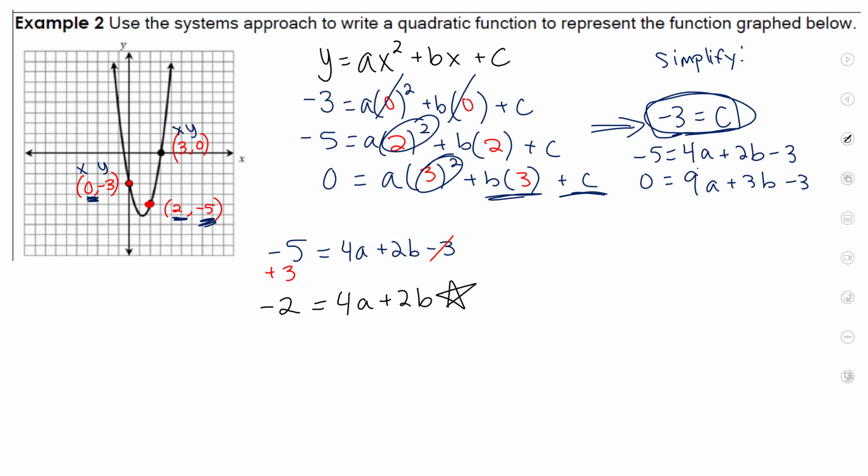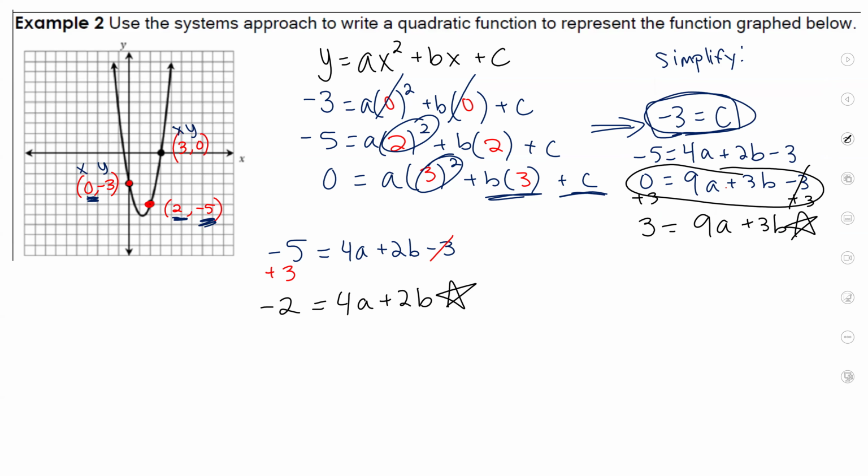Let's do the same thing for this one. What would you do? You would just add 3, that cancels. So for this one, I have 3 equals 9a plus 3b. So these are your 2 equations. Put stars by them. This is what we're working with now. You can use either elimination or substitution. I think for these, substitution would be best.